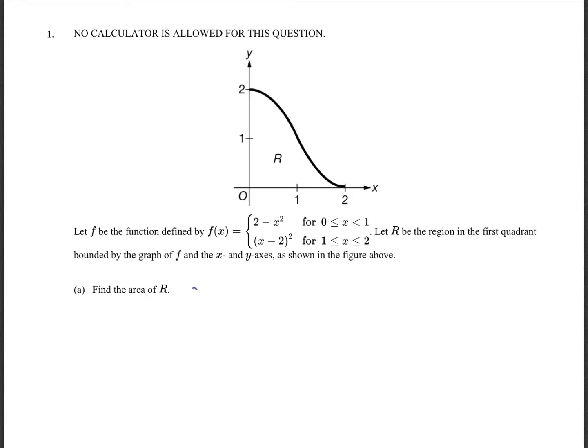Okay, so here I'll do area of R. This will be the integral from 0 to 1 of the first piece, plus the integral from 1 to 2 of the second piece. Okay, so I'm going to start back up over here. We'll just take antiderivatives and then plug in top and bottom limits. The antiderivative of 2 is 2x. The antiderivative of x squared is x cubed over 3, and we'll evaluate that from 1 to 0.